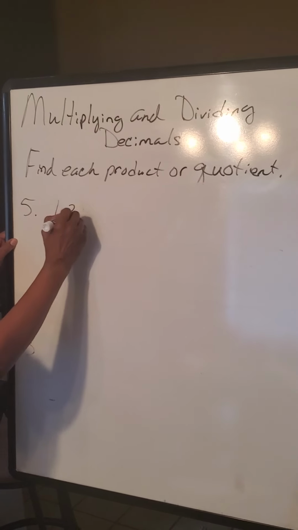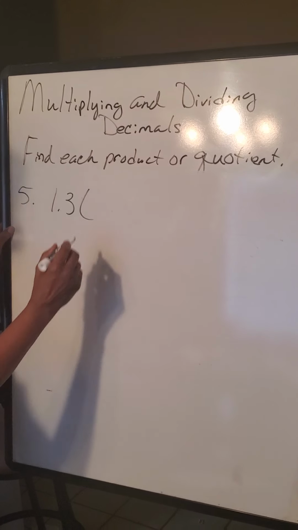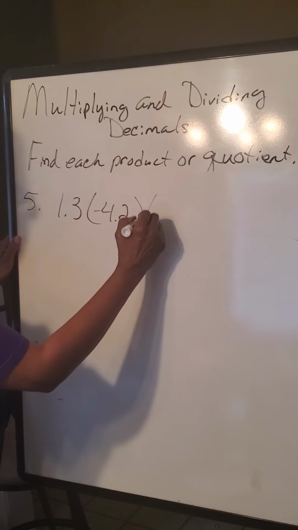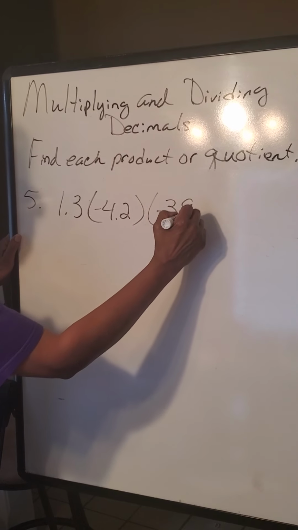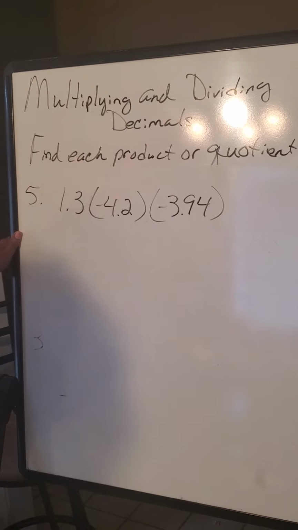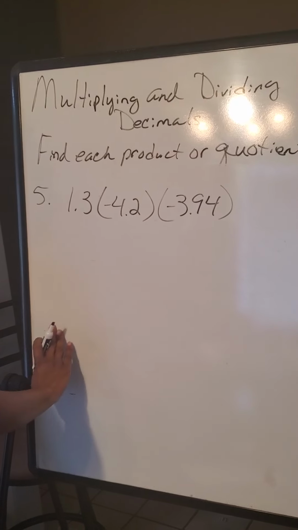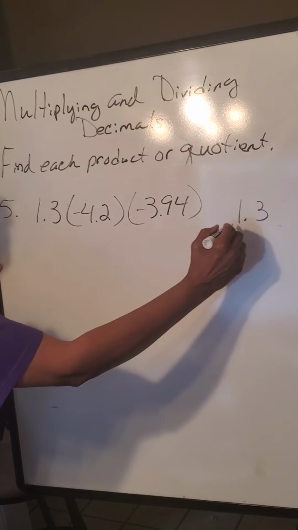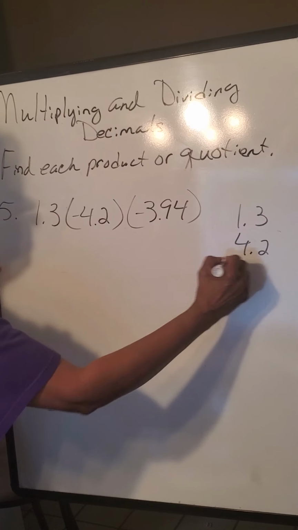If I had 1 and 3/10 times a negative 4 and 2/10, and I want to multiply that by a negative 3 and 94/100. So let's multiply these two numbers first. Let's multiply the 1 and 3/10 times the 4 and 2/10.